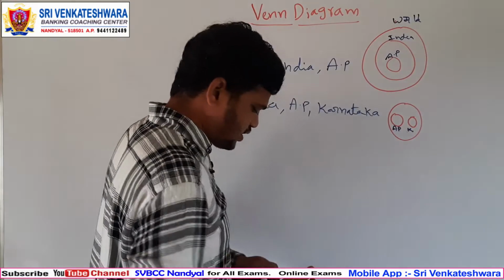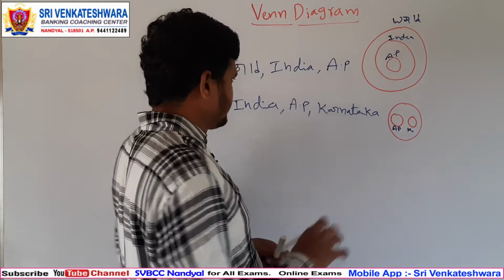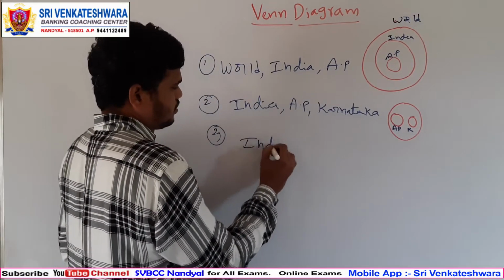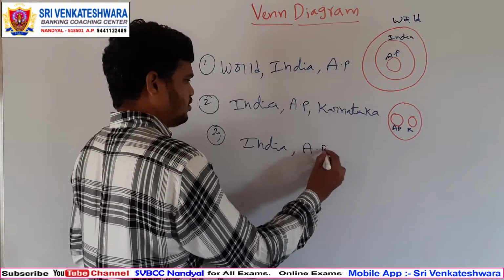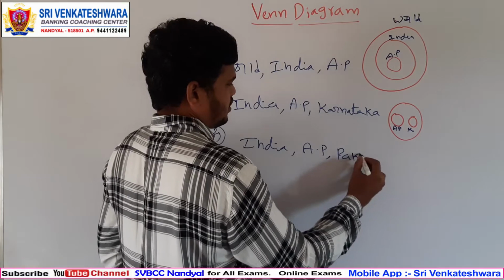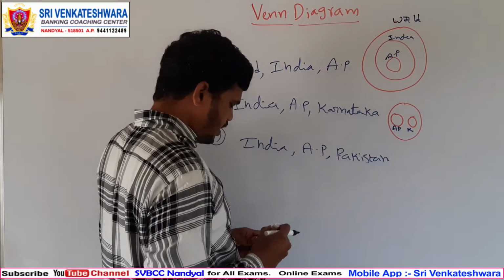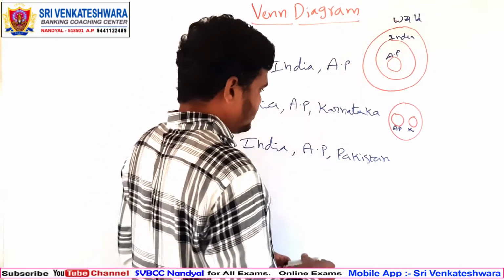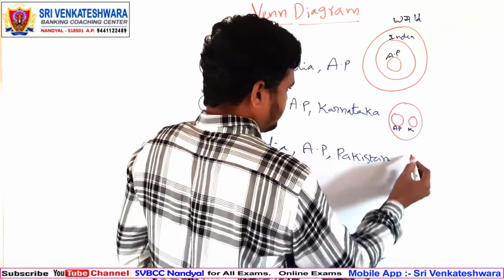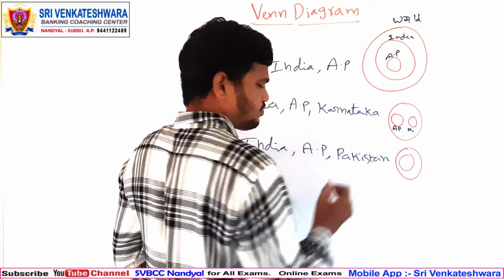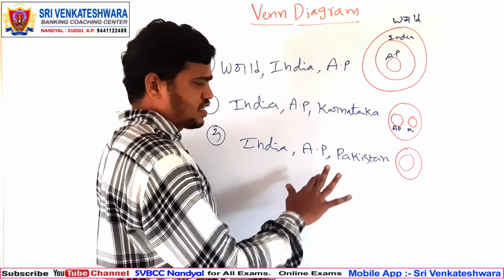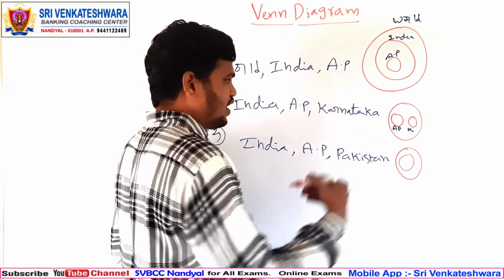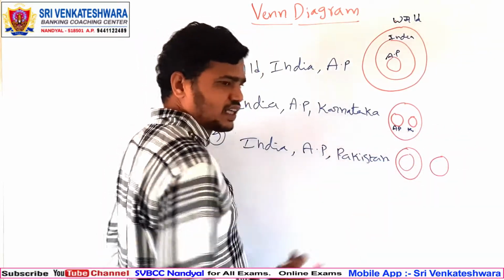Next one is India, AP, Pakistan. Pakistan is another country. In India we have AP. Since it is another country, we draw it separately, as another circle.